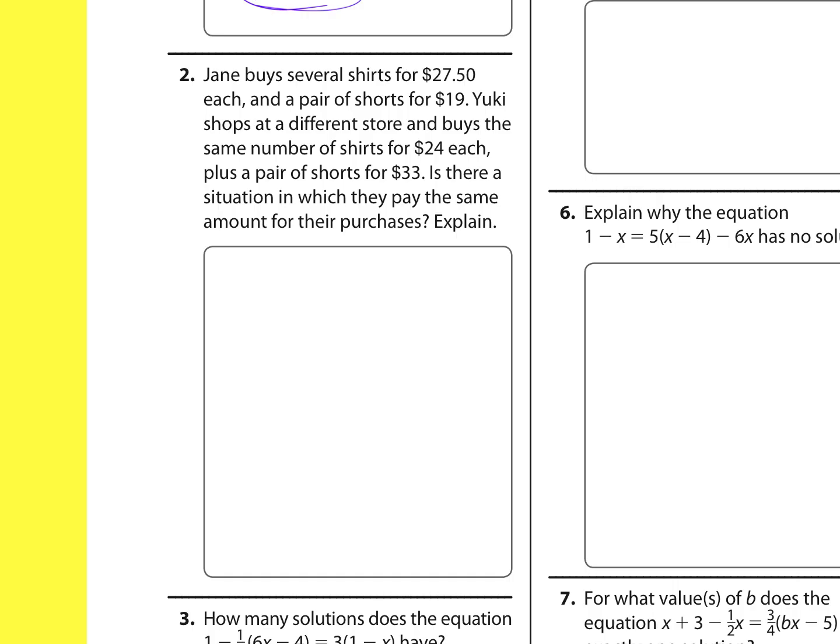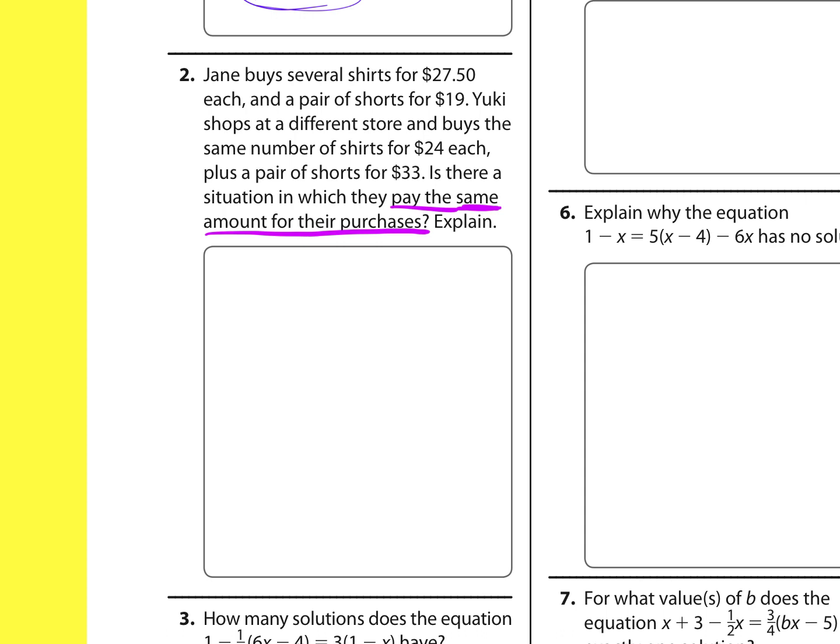Number 2 is a word problem. Jane buys several shirts for $27.50 each and a pair of shorts for $19. Yuki shops at a different store and buys the same number of shirts for $24 each, plus a pair of shorts for $33. Is there a situation in which they pay the same amount for their purchases? So we want to know where they pay the same amount for their purchases.